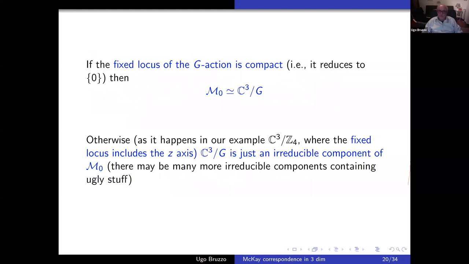And concerning what happens when we go to zero stability parameter, there's a funny phenomenon here. If the fixed locus of the G action on C^3 is compact, which means that it's just the origin, then M_0 is what you expect it to be: the singular quotient C^3/G. Otherwise, if the fixed locus is not compact, and this is exactly what happens in our case, because the z-axis in this example is a fixed locus, then M_0 is reducible. It may have many reducible components, and one of them is the quotient C^3/G. There may be many more reducible components containing stuff that you really don't understand what it is, at least in this example.